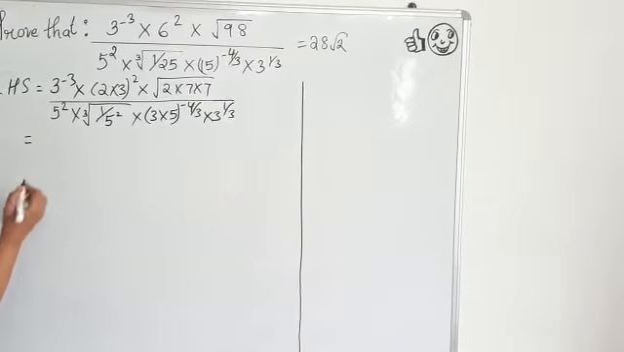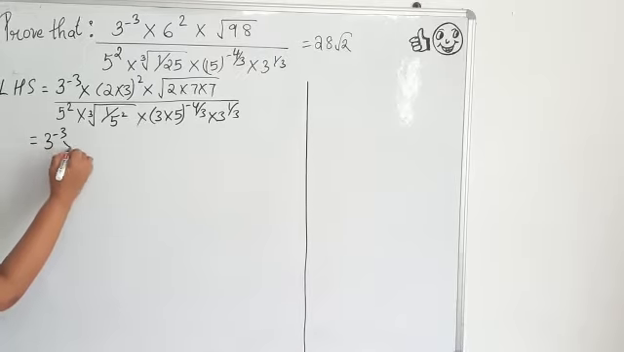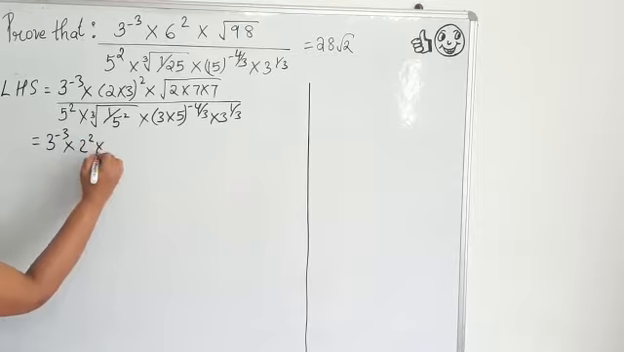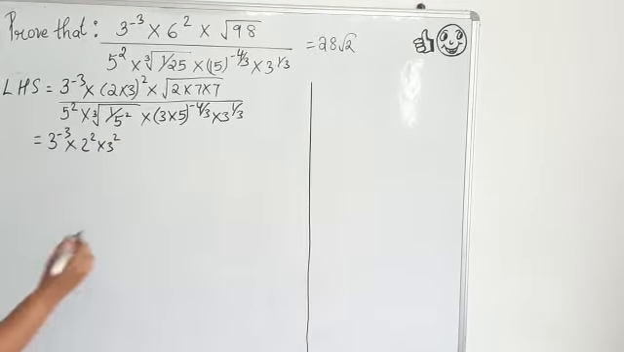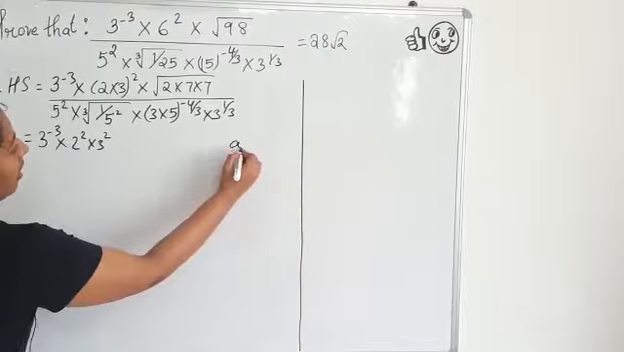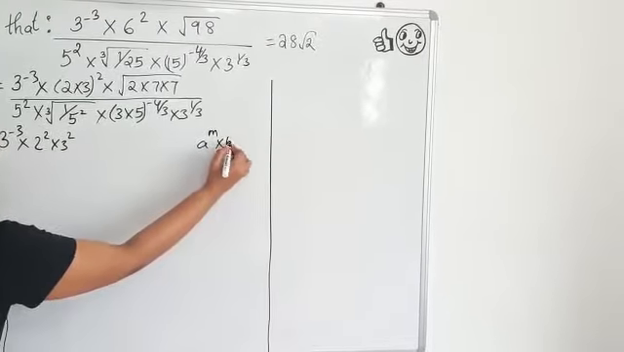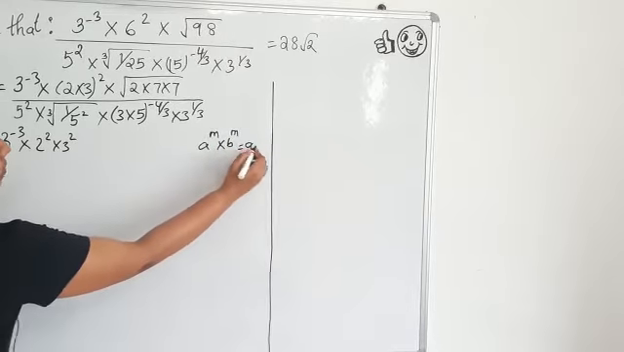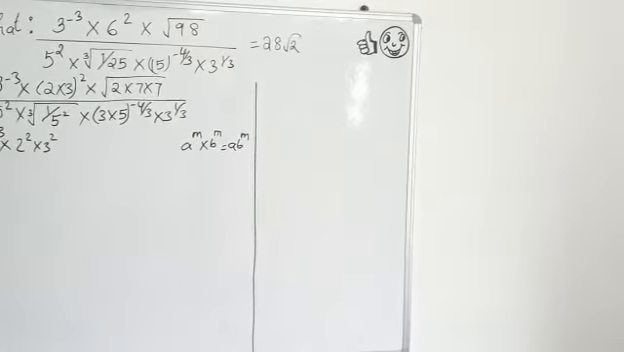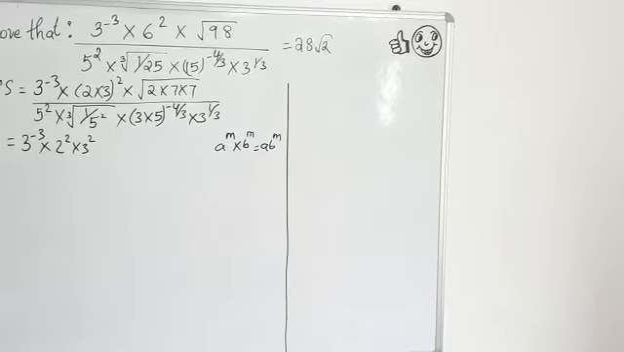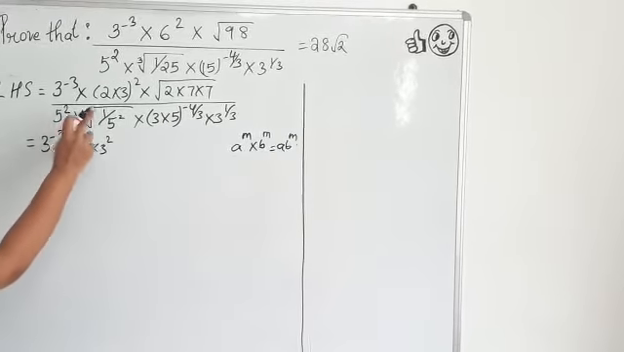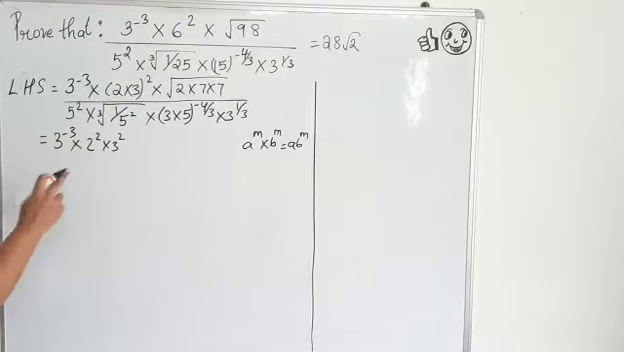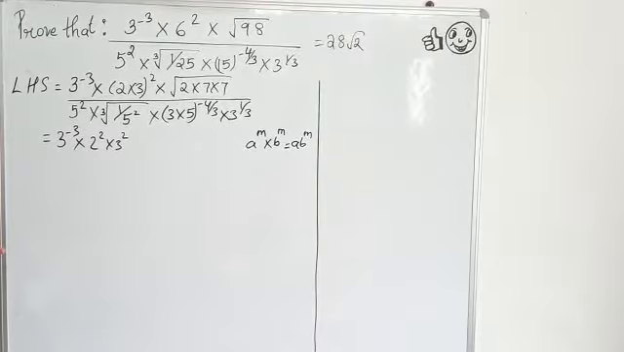Then coming to the second step, 3 power minus 3, 2 into 3 square can be written as 2 square into 3 square. By using the law of exponent, a power m into b power m is equal to ab power m. So the bases are different, the powers are same, so we have to multiply the bases. So here the bases are 2 into 3 power 2. If we take a single power, it can be written as 2 square into 3 square.